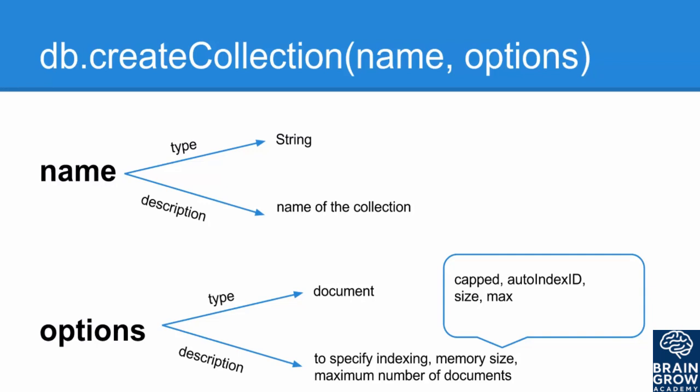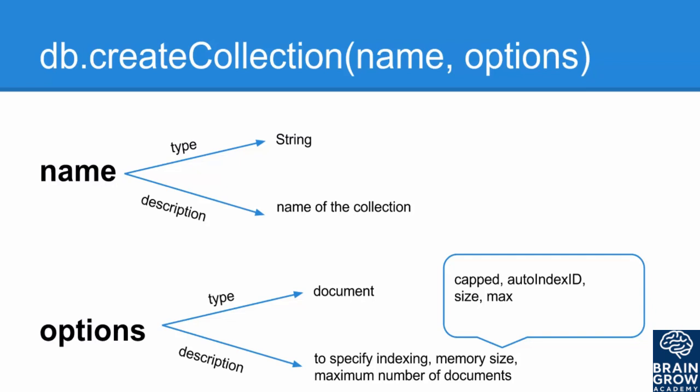The first one is capped. If we set the capped field to true, it means it will create this collection as a capped collection. A capped collection is a collection which automatically deletes the oldest entries when it reaches its maximum size. It means when we set capped equal to true, we need to specify the size field as well. The size field we can specify in bytes, the memory size in bytes.